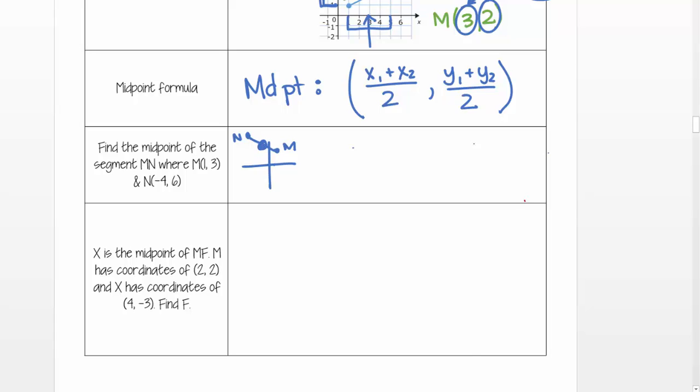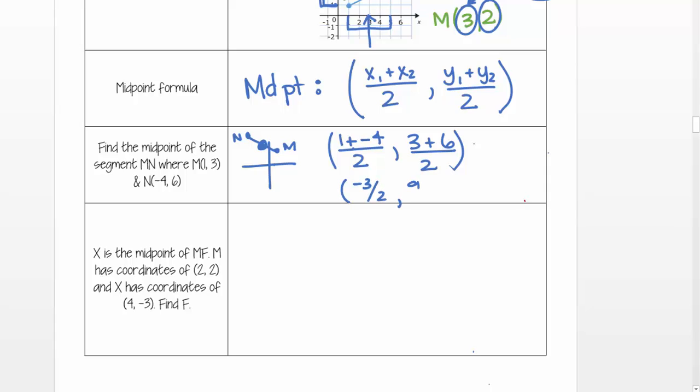So in order to do that, I need to take my x's and add them up, and then find the average of my x's. And then I got to do the same thing with my y's. Take my 2 y's, add them up, and cut it in half to see what's directly in between. So 1 plus a negative 4 gives me a negative 3.